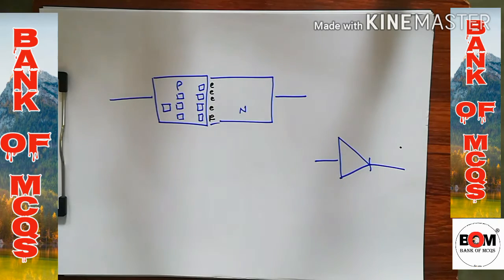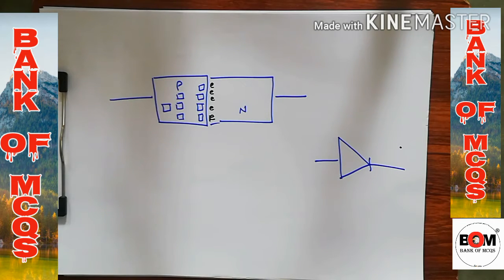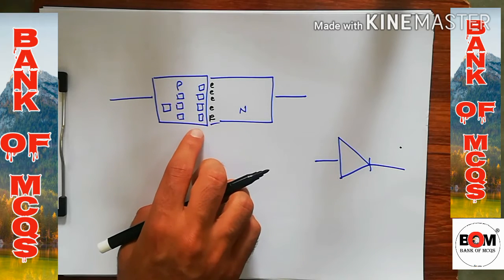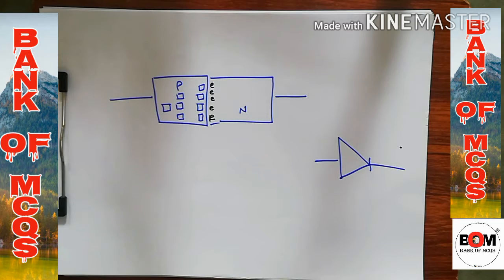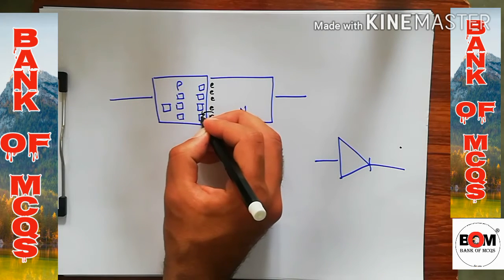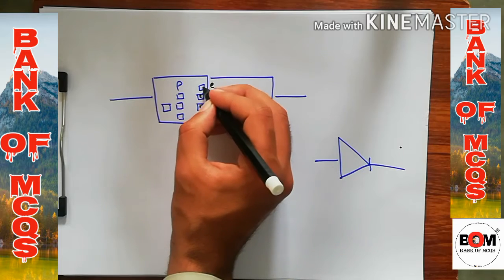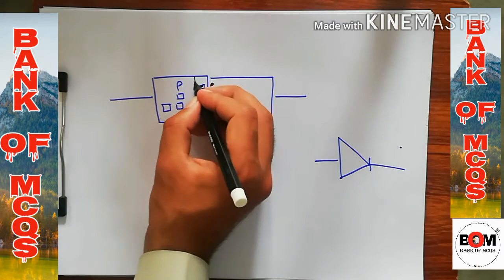So here are holes and there are electrons. Electrons will come and fill the vacancies in the P region. It will come and form the P region. So this electron will come here and fill this region. So here a negative charge will be made.